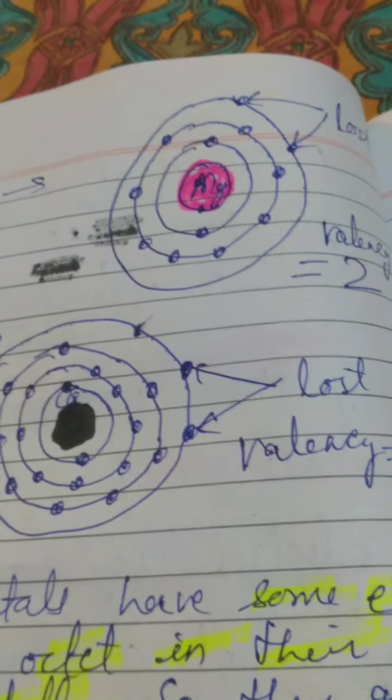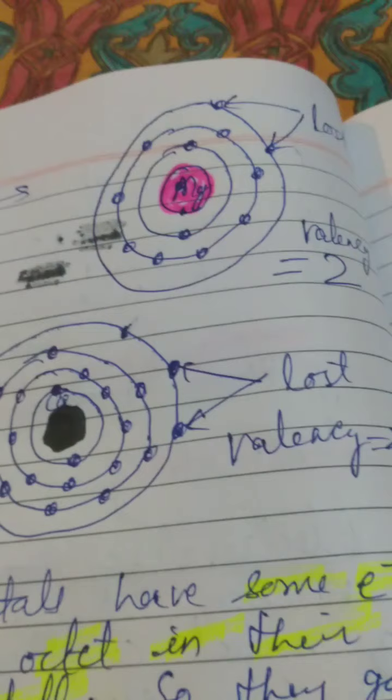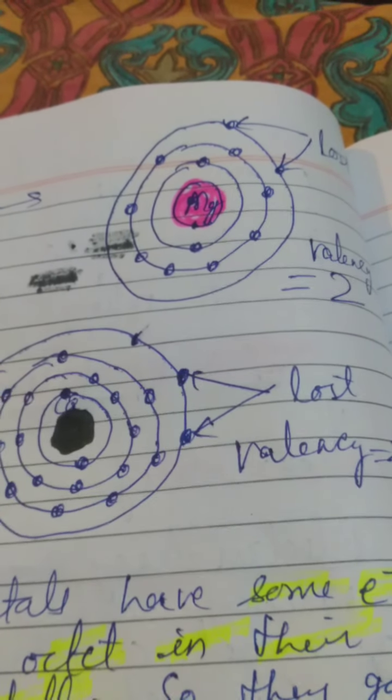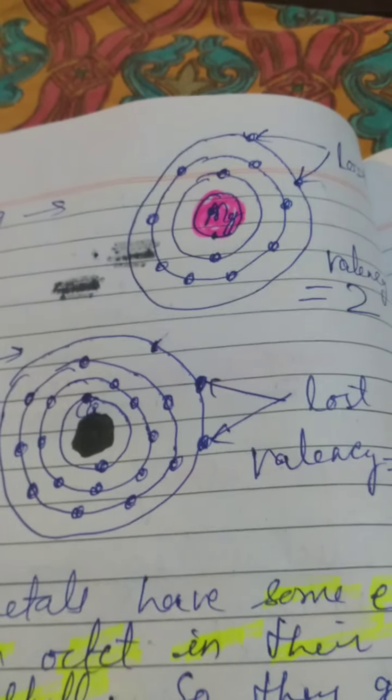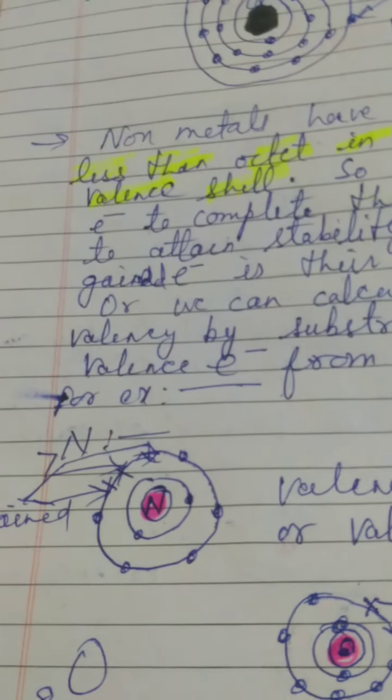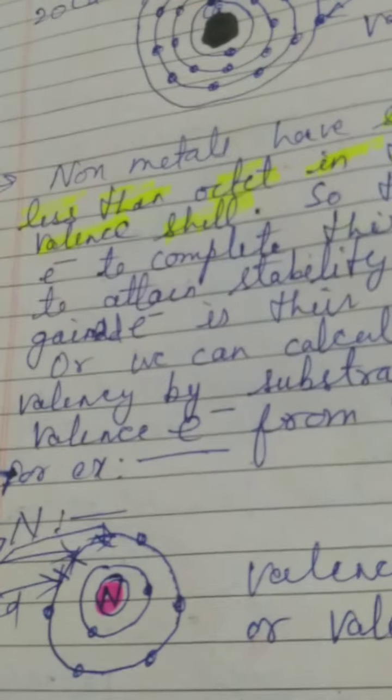There are exceptions everywhere, but I am telling you in general because you have just started studying about the valency. Is a very big topic where lots of exceptions are there. Now try to know about the non-metals. How do they form electrovalency?